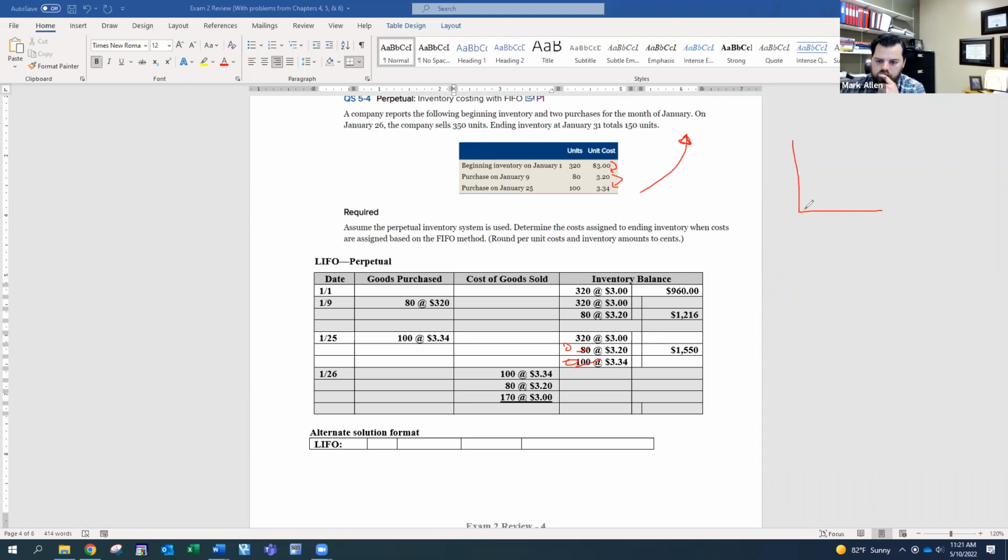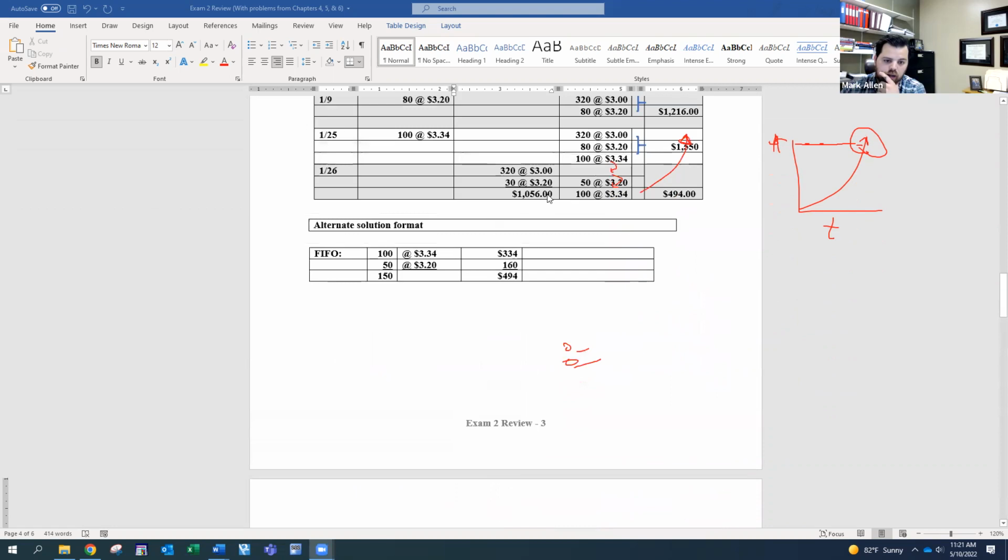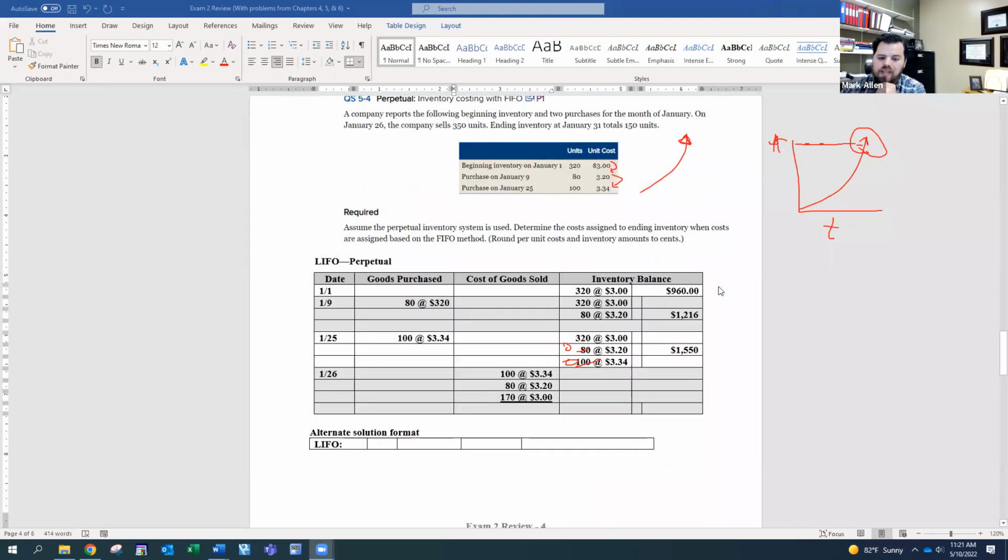Well, we're looking here. LIFO, we're selling last in, first out. So if we're looking at our graph, we've got time on the x-axis, dollars or price levels on the y-axis. We're selling the more expensive goods. This number, whatever it is, should be bigger than 1056. Conversely, our ending inventory number under LIFO should be smaller than 494. So let's see if that is indeed what we get.